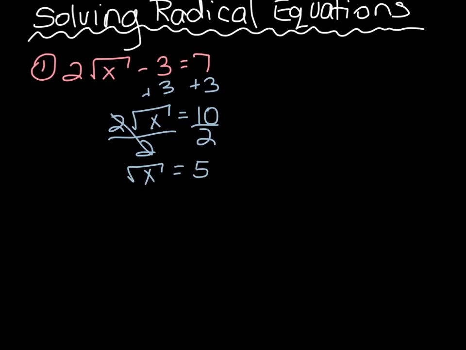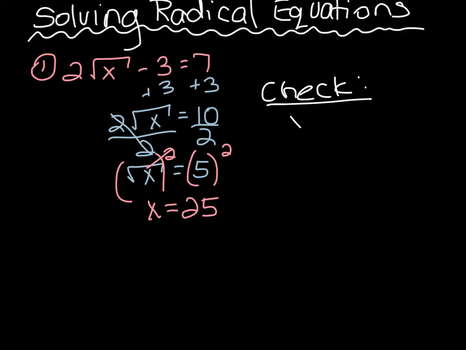Now to get x completely by itself and out from underneath the radical, I'm going to square both sides, because right now I'm square rooting, so I'm going to square both sides. If it was a cubed root, then I'd cube both sides. If it was a fourth root, I'd raise both sides to the 4th power. So the radical and the square cancel out and leaves me with x, and 5 squared is 25. But this is not necessarily an answer until I check it.